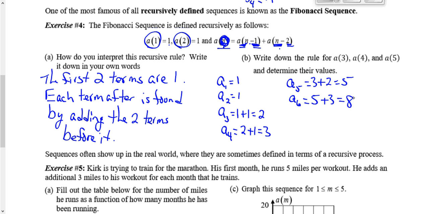So all this rule says is your first two terms are 1. Why do they have to give the first two terms? Because you have to add. You can't even get started on the third term because the rule is to add the 2 before it. So they needed to give you 2 to start with. And all the n minus 1 means is the previous term, the term right before it. N minus 2 is 2 places in line before you. N is its place in line.